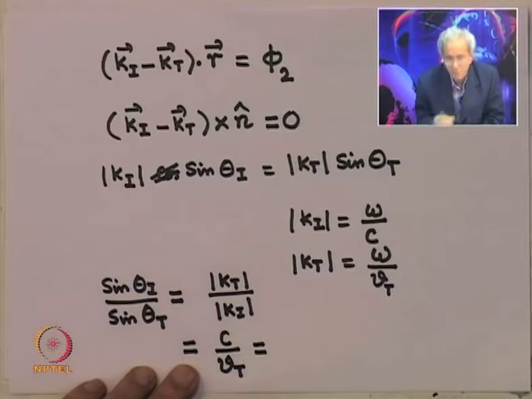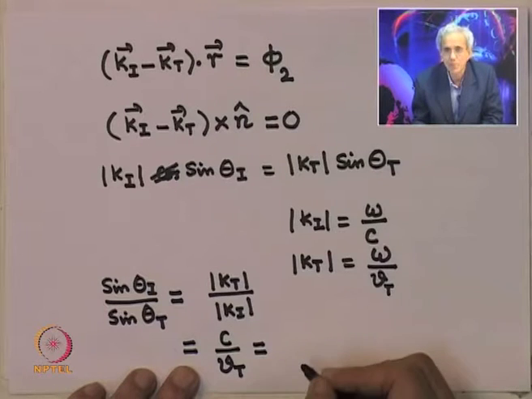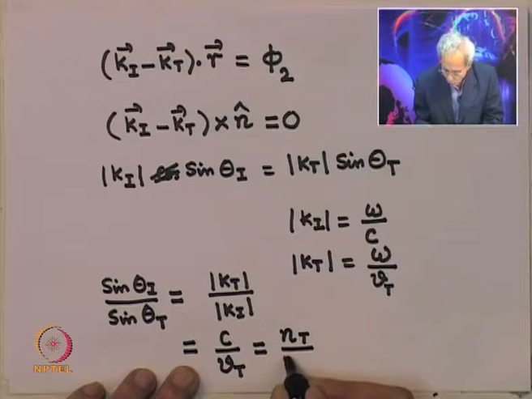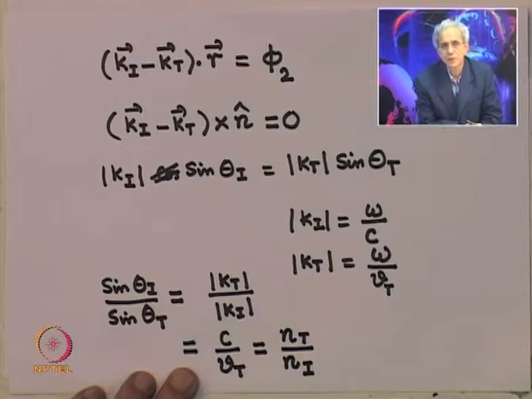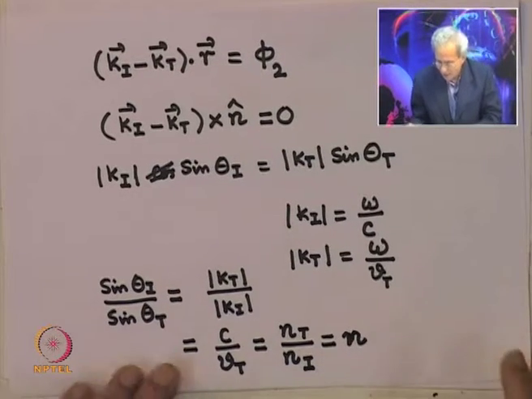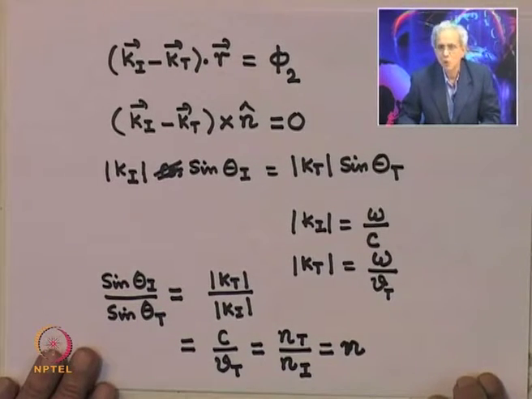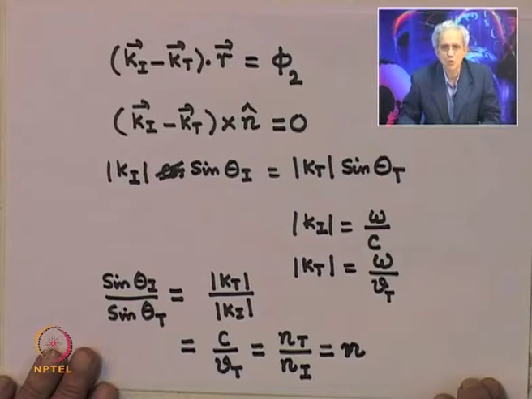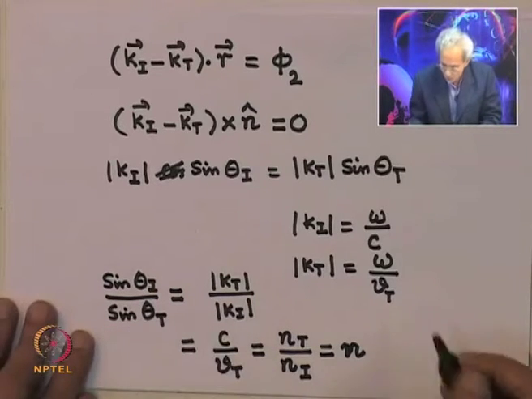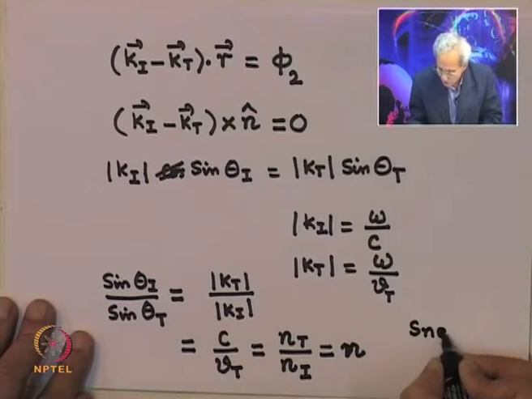If you remember, this is nothing but the definition of the refractive index of medium 2, that is the transmitted medium, with respect to the incident medium. Or this is simply what we call the refractive index in common language, when it is understood that the medium with respect to which we are talking about this refractive index happens to be air or the vacuum. So, therefore, this is my Snell's law, sin i by sin r, r being the angle of refraction. So, this is Snell's law.